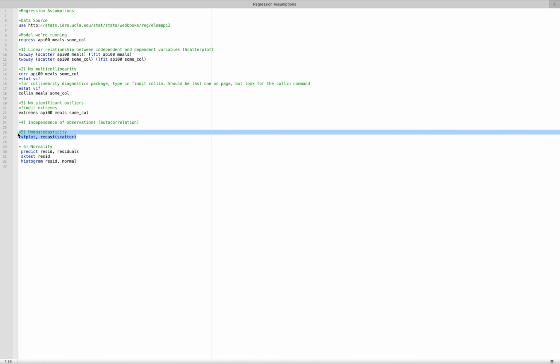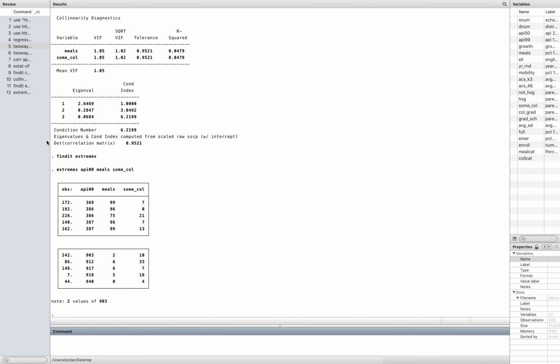Homoscedasticity is another assumption. Homoscedasticity pretty much means this, and it's actually better explained by example.